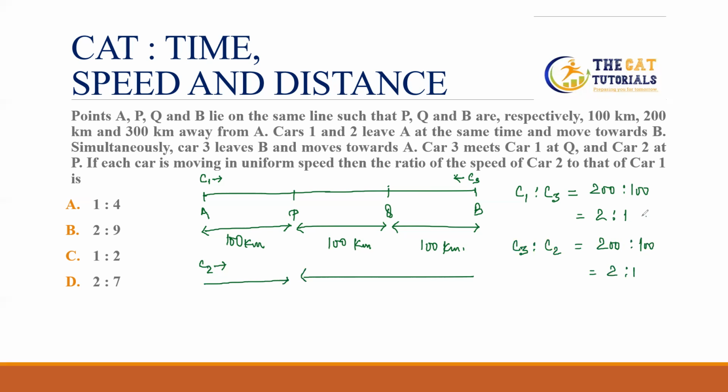Now we have to find the ratio of C1 to C2. Definitely we can multiply these two equations. When we multiply these two equations, it gives the ratio of C1 to C2 equal to 4 to 1. Students, during the calculation we can use any sequence, but at the time of writing the answer, we must follow the language of the question. So we have to find the ratio of the speed of car 2 to that of car 1. So which one is the answer? Option A is the answer to the question.